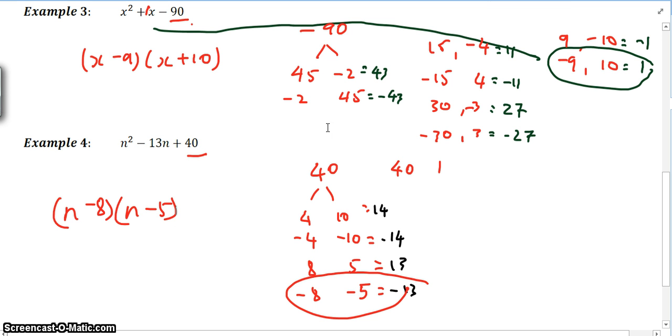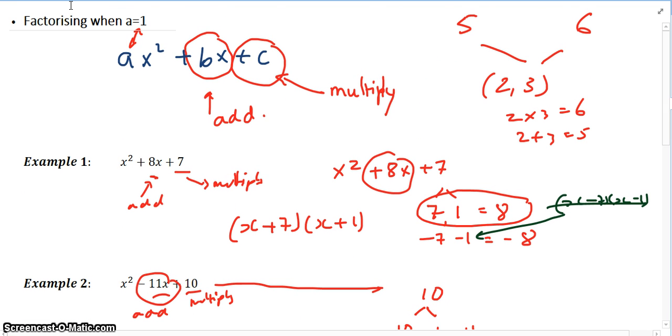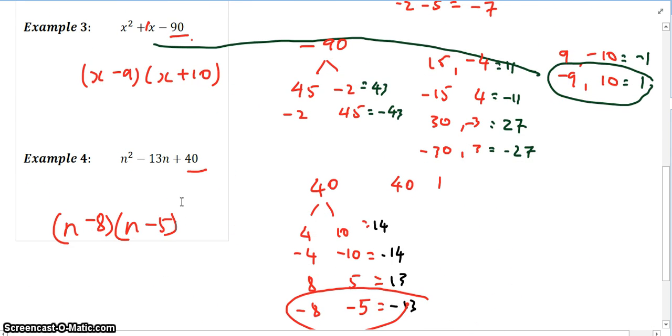Okay, so in the next video what we're going to be having a look at is factorizing when a is not 1. So when we have, for example, 2x squared in the front, or 3x squared, or different numbers at the front.